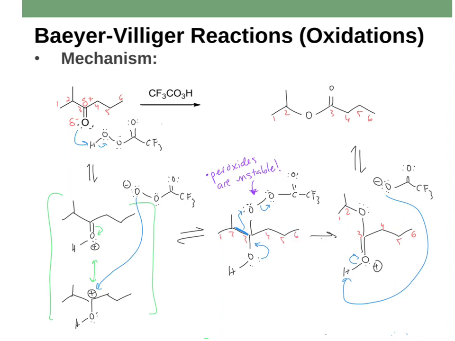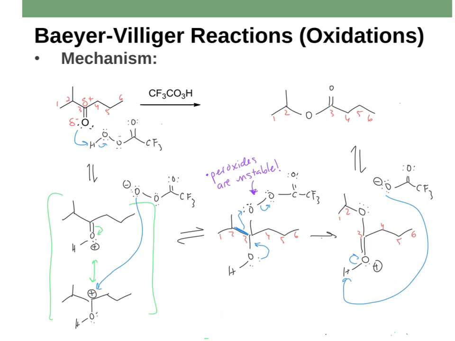So I was able to keep track of all of my carbons. I moved the group that is more likely to move, that has a higher migratory aptitude, onto the oxygen, the first oxygen in that peroxy acid that you're using, so that I can get my product, which is going to be the ester in this case. It would be a carboxylic acid if you have an aldehyde, but it'll be an ester if you have a ketone.